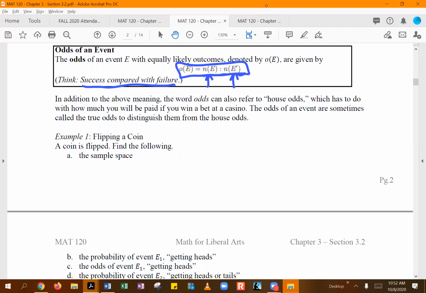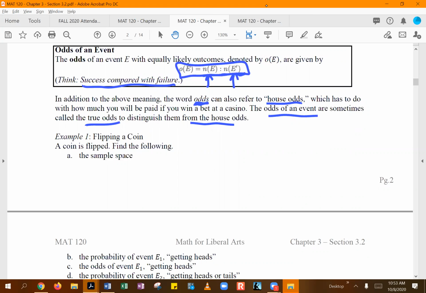So let's take a look at these examples here. They're also talking about, in addition to the above meaning, the word odds can also refer to house odds, which has to do with how much you will be paid if you win a bet at a casino. So they're talking about the odds of an event sometimes being called true odds, and you can distinguish them from house odds.